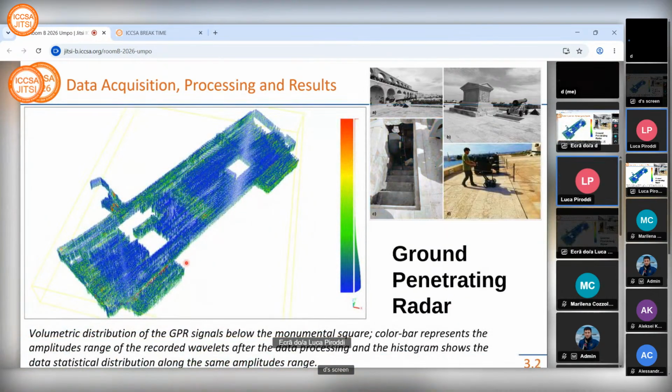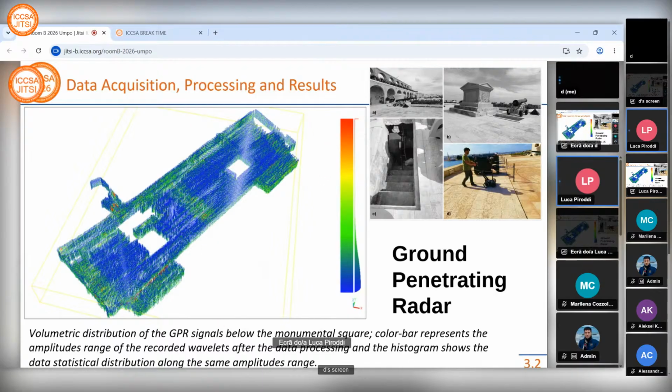And here I shift to the preliminary results of the ground penetrating radar. We can see the volumetric distribution of the GPR signals below the monumental square. And here we see the color bar and the histogram of the distribution of the samples. We can appreciate that most of the data are in this blue range. But we also see some red here, even here, some red dots and large parts with green ranges of amplitudes.